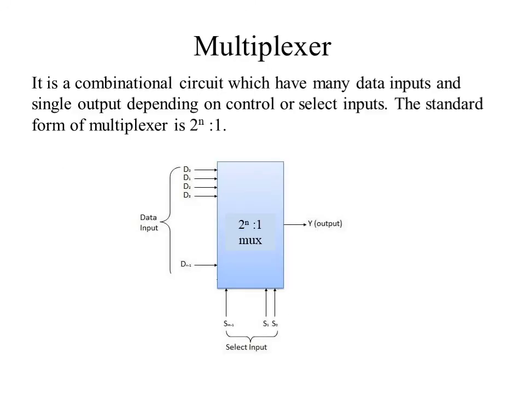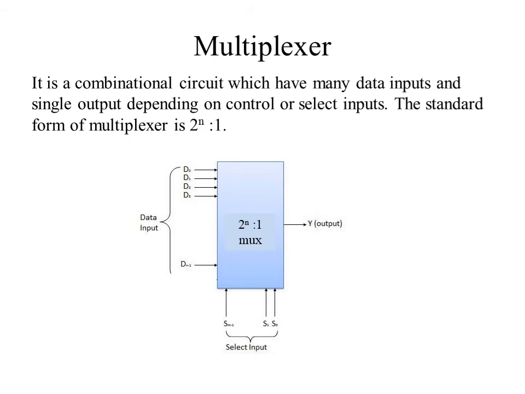Multiplexer. A multiplexer is a combinational logic circuit which has maximum 2 raised to n data inputs and a single output line. The output of multiplexer depends on select lines or control signals. The standard form of multiplexer is 2 raised to n to 1. The general block diagram for multiplexer is shown.